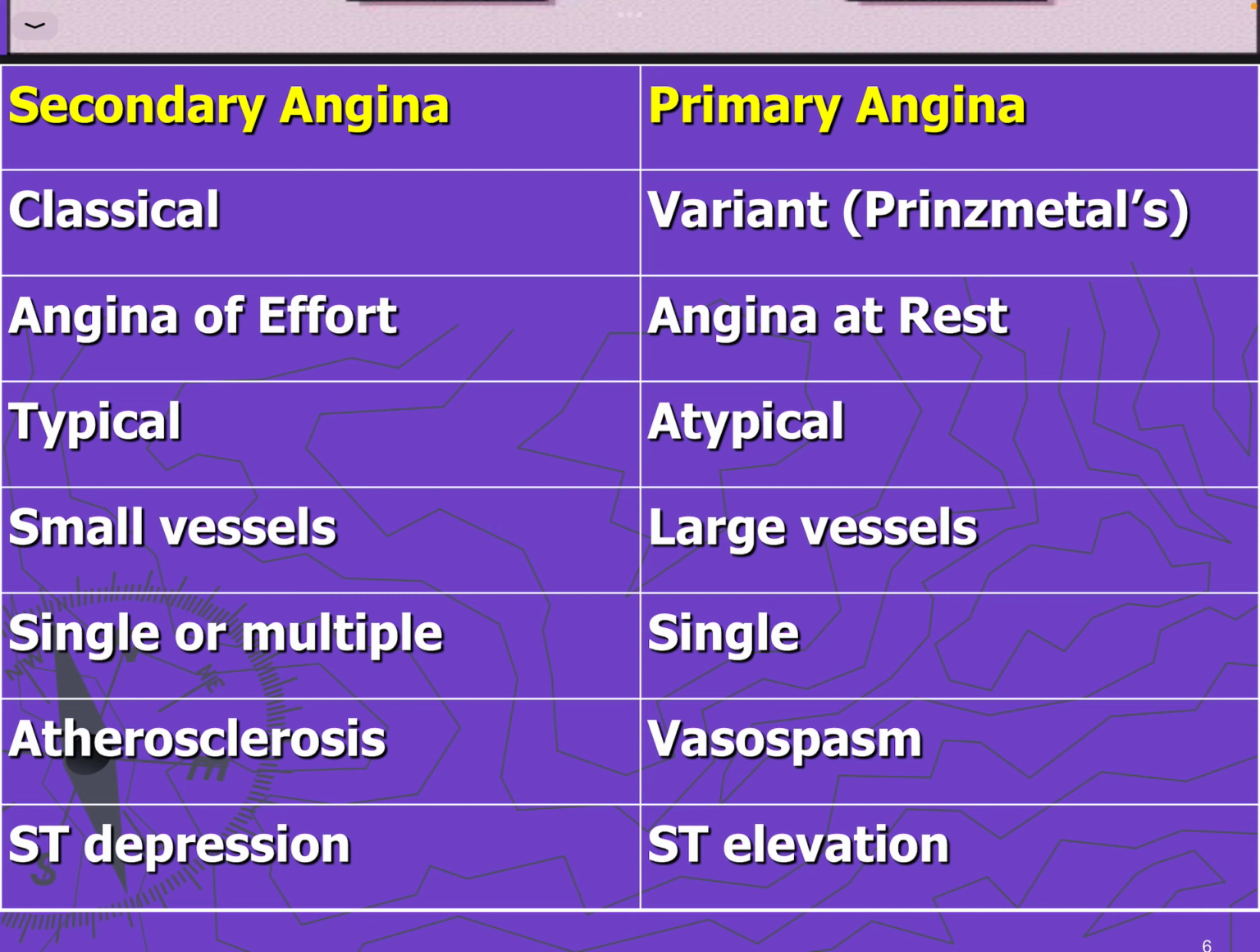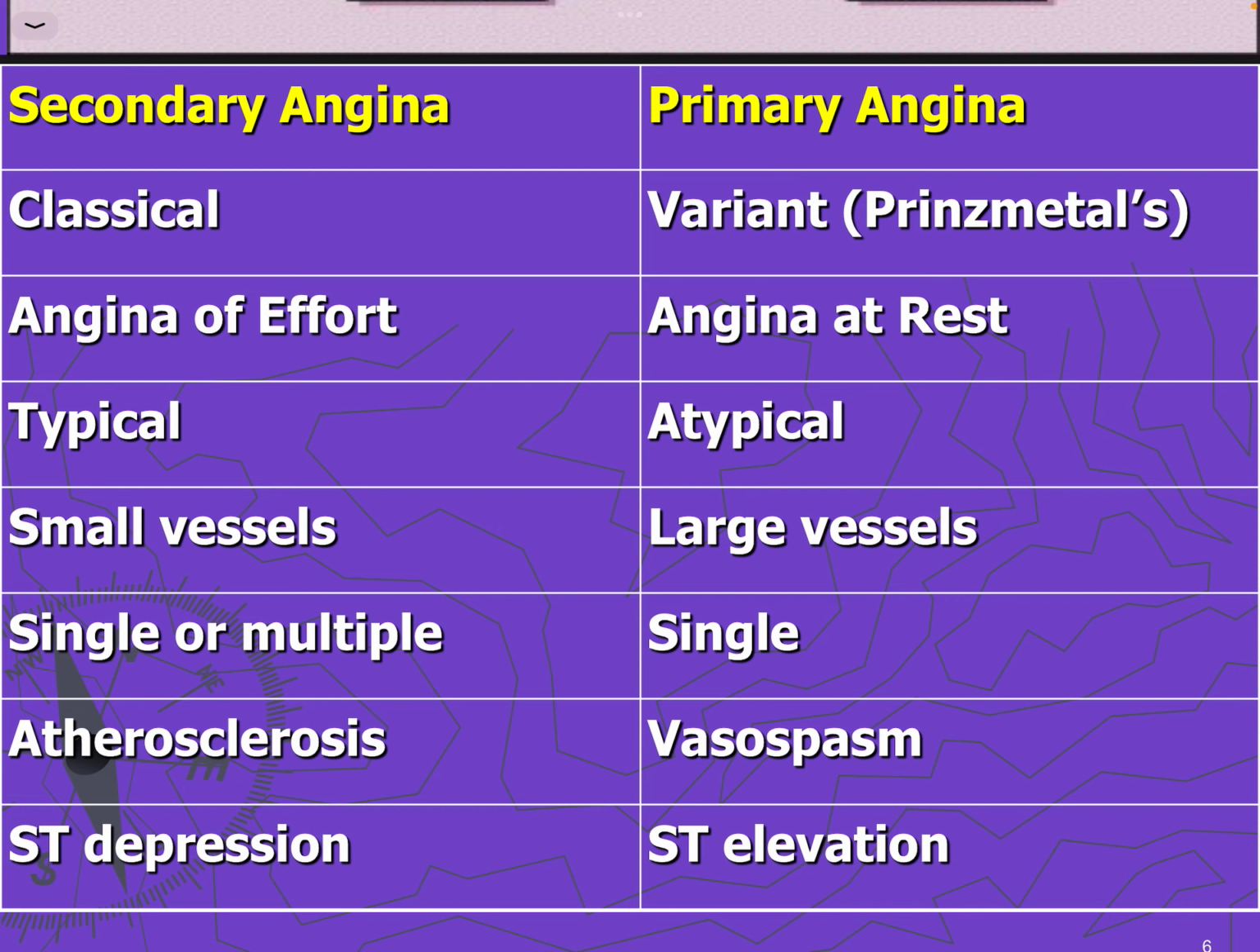The secondary kind, which is secondary to atherosclerosis, is the classical kind. It's typical. It's called angina of effort. It occurs in small blood vessels, usually one or multiple blood vessels, because this atherosclerosis can happen not in just one blood vessel but in more than one. It's caused by atherosclerosis and it causes ST depression.